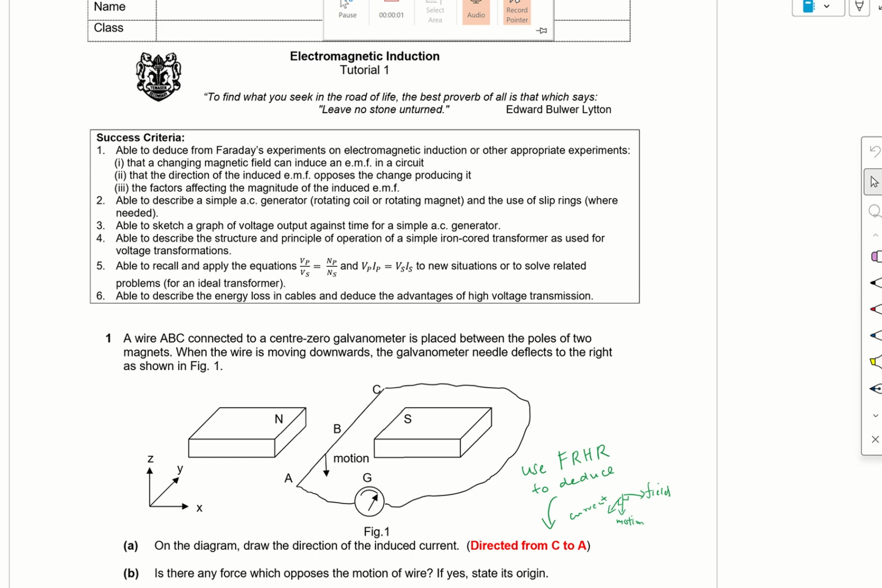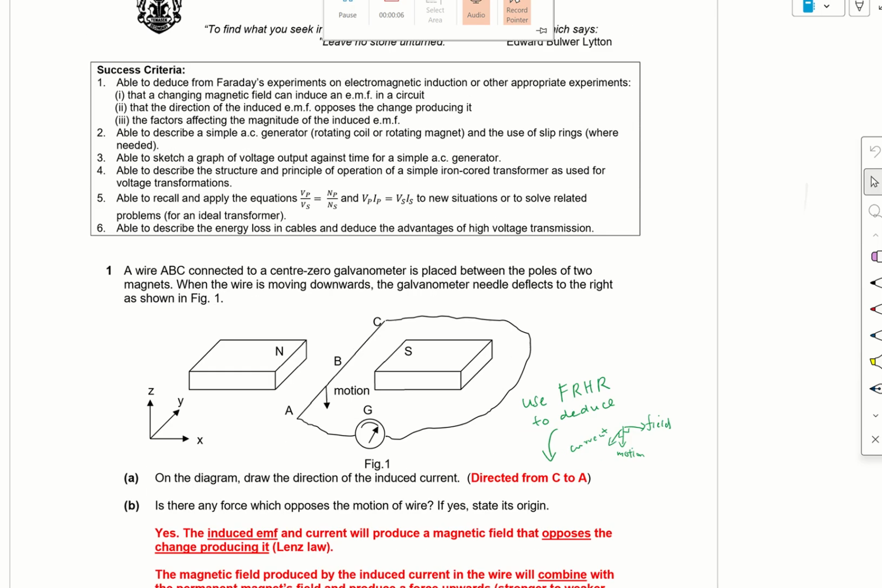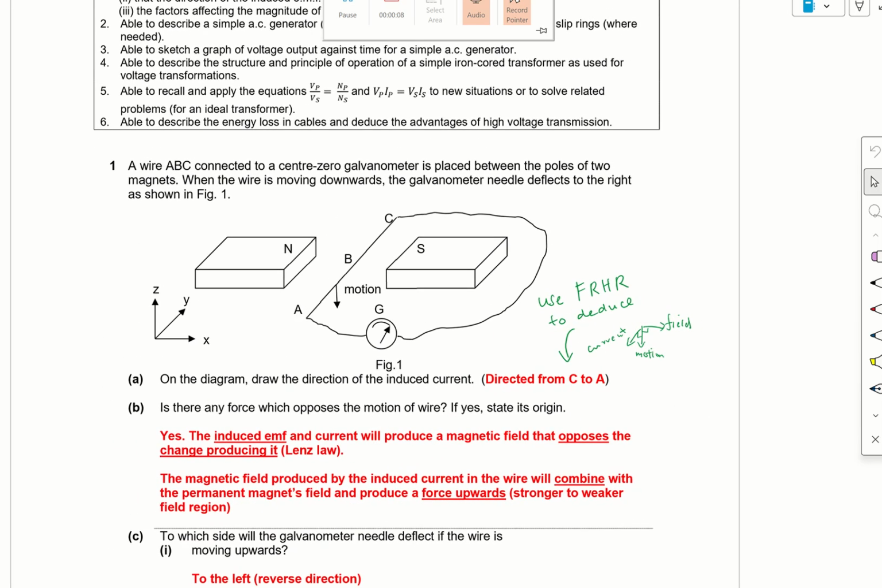Okay, for this video, I'll be going through the pure physics electromagnetic induction tutorial. Question 1: wire ABC is connected to a center zero galvanometer.